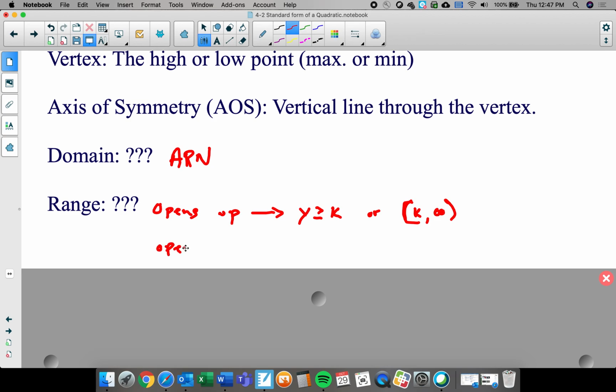If your parabola opens down, then that's a different story. If it opens down, then y is going to be less than or equal to k, again the y coordinate of your vertex. Or you would go from negative infinity all the way up to that k value, that y coordinate of your vertex, including that. So that's what the range is going to look like.